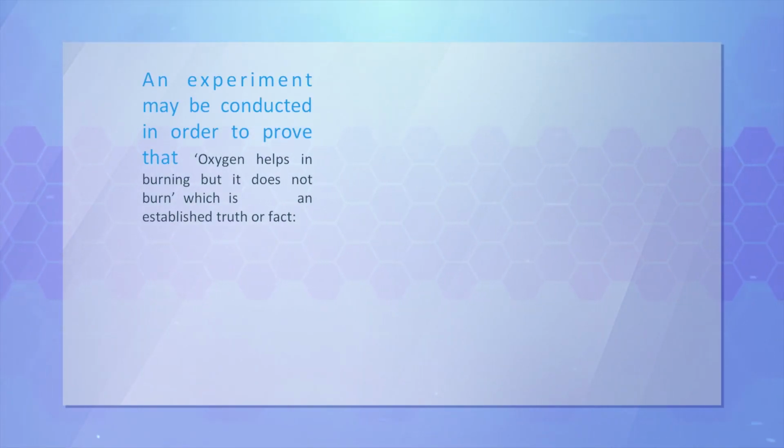Every one of us knows that experiment is very important in science. Experiment is a control procedure or operation carried out in order to describe an existing truth or fact or law on one hand, or to understand an unknown truth or fact or law on another hand. Creation of scientific knowledge is heavily based on experiment. An experiment may be conducted in order to prove that oxygen helps in burning, but it does not burn, which is an established truth or fact.